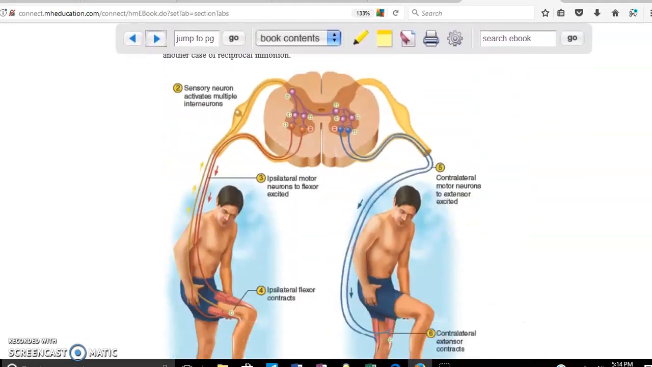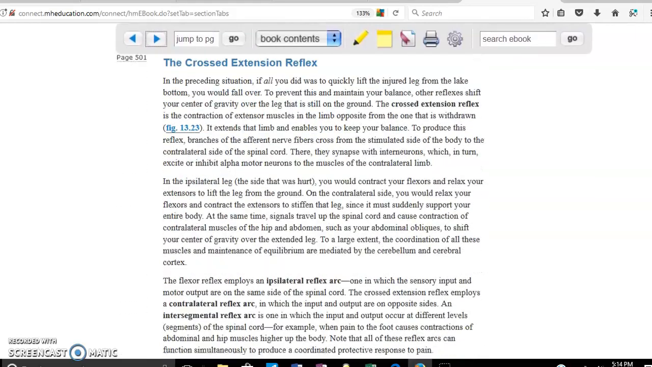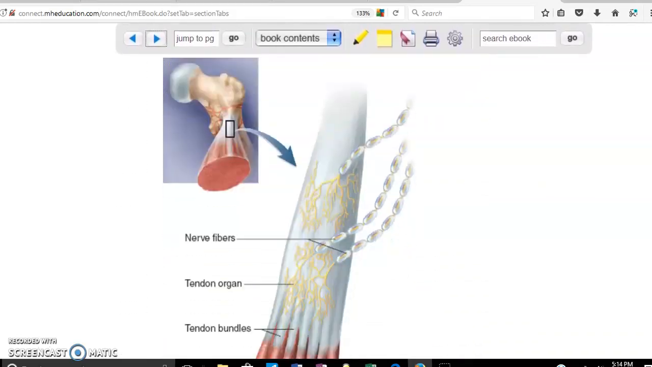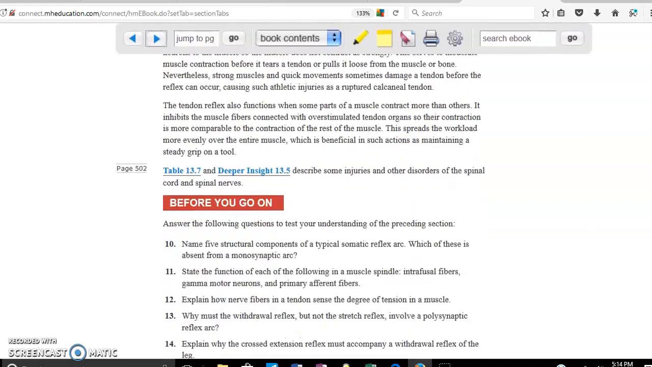So if we keep scrolling down, we're going to see more examples. Flexor reflex, same concept. You have the reflex arc. Cross extension reflex, same concept. Tendon reflex, same thing. Okay, they are just different examples of reflexes, but they all use the reflex arc, and that's about it.